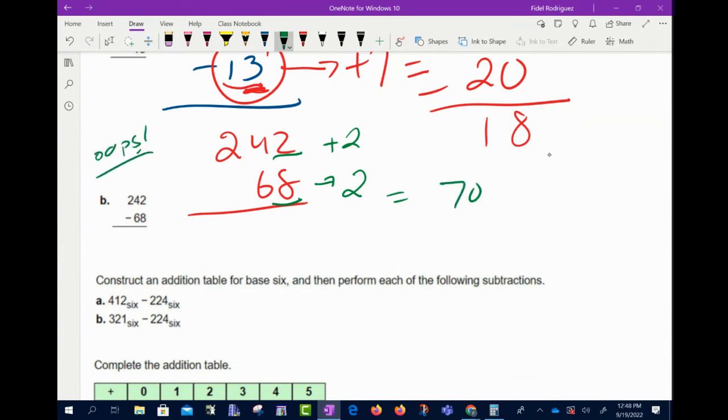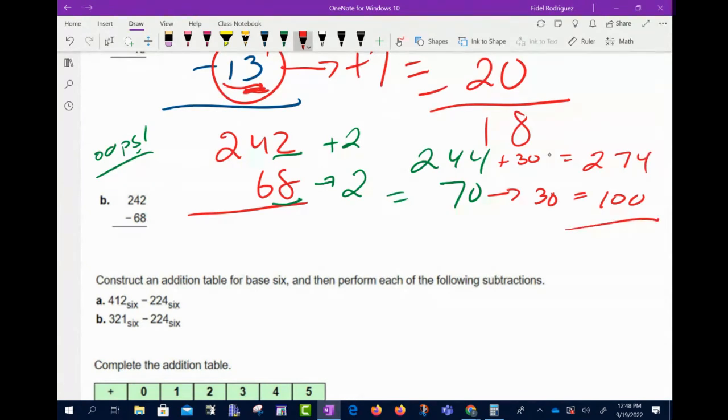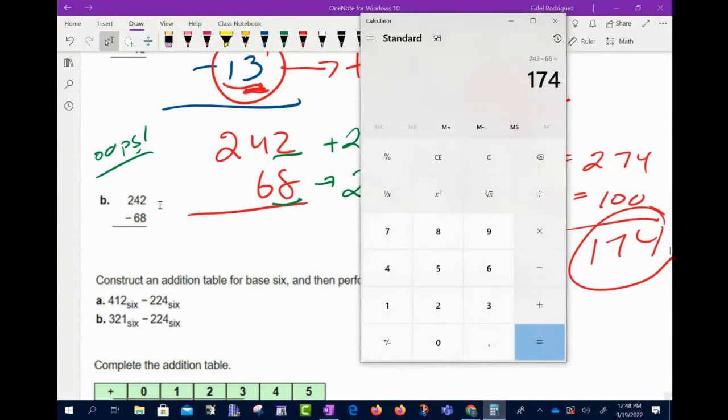Okay, so that's 70. That should have been 244, right? That was my mistake. Okay, and then we said, look, let's add 30 to that to get 100. Let's add 30 to that to get 274. Okay, now we can subtract. So that's still 4, that's still 7, and that's still 1. Okay, so there's my 174. And when I just subtract with my calculator, I still get 174, right? I should get the same answer. So I'm glad I did it this way, because otherwise I would have left it like that.